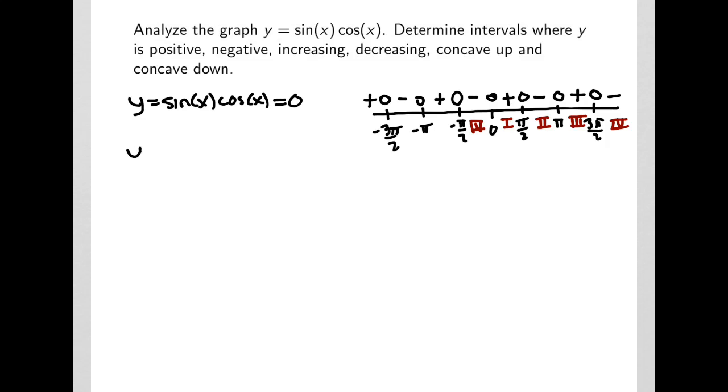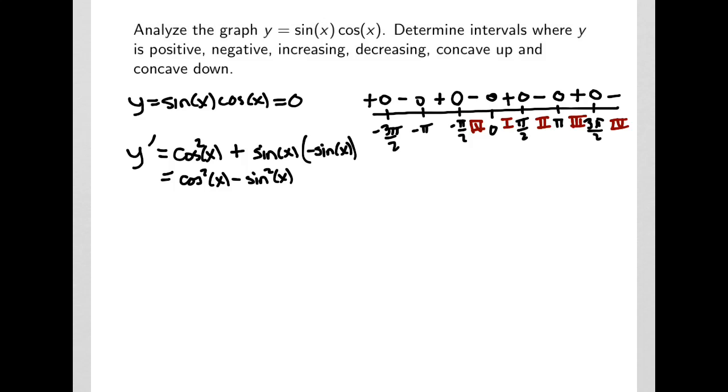so y prime is going to be the derivative of the first, cosine of x, times the second, leave it alone. So that means we have cosine squared. And then we add sine of x, because we leave the first alone. Then we take the derivative of the second, which is times negative sine of x. What that gives me is that my derivative is cosine squared minus sine squared.